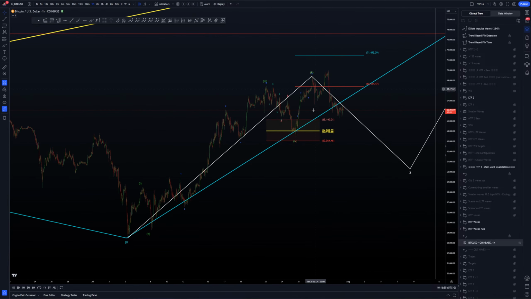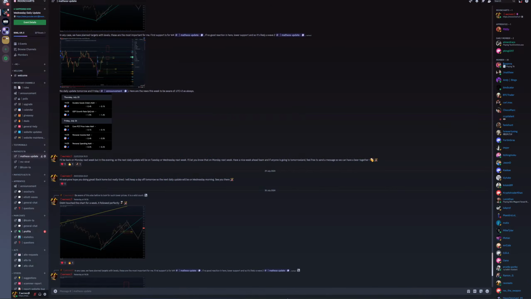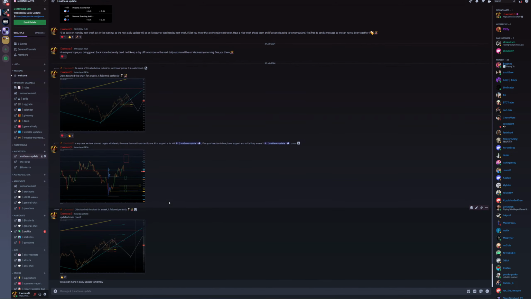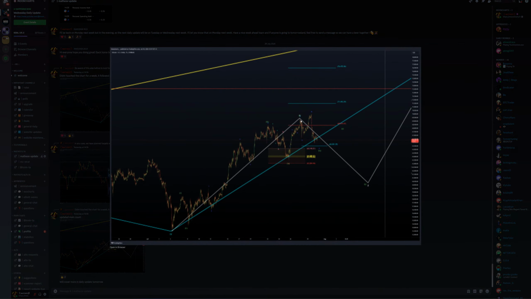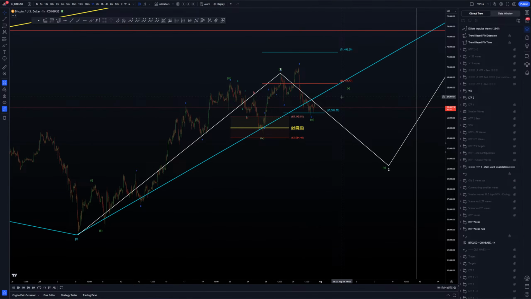Okay, so if we have an ABC flat, it will be here. Well, we are now at the 165. I shared this yesterday in Discord, so if you're not in there, feel free to join, so you are aware of this limited time. You can see here, ABC, we've got a touch now into the 168 of the C wave. We've got a nice small bounce for the moment.